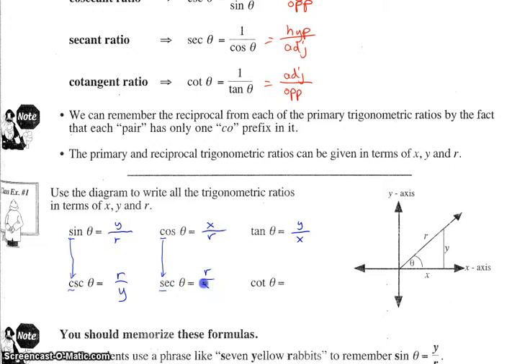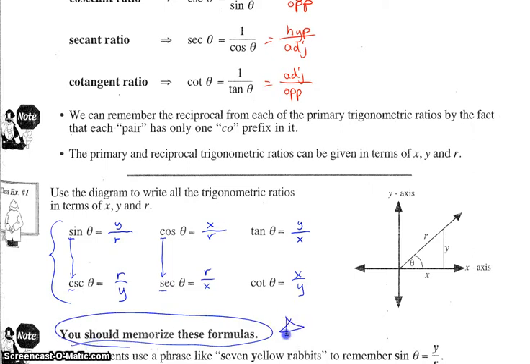So secant, reciprocal of cos, is r over x. Cotangent, the reciprocal of tan, is x over y. Now all of these you need to memorize. The old SOHCAHTOA isn't going to work that well for you in this unit. So please make sure you memorize what sine, cos, tan, cosecant, secant, all that stuff is in terms of x, y, and r. Let's look at the next page.